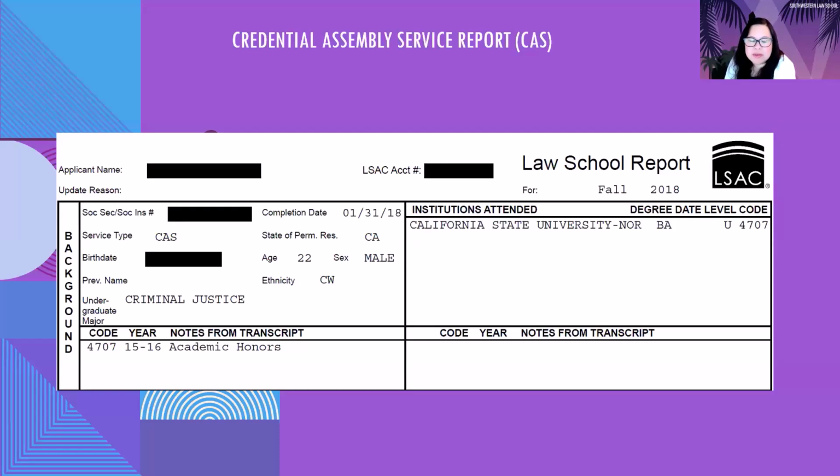This is particularly relevant because, as I mentioned in the slide previously, when we ask you the questions about character and fitness, we are looking for things to match. So if we ask you the question, which we do, about if you've ever been on academic probation, and if you answer no, but then we come to this banner sheet and it says that you in fact were, that's problematic.